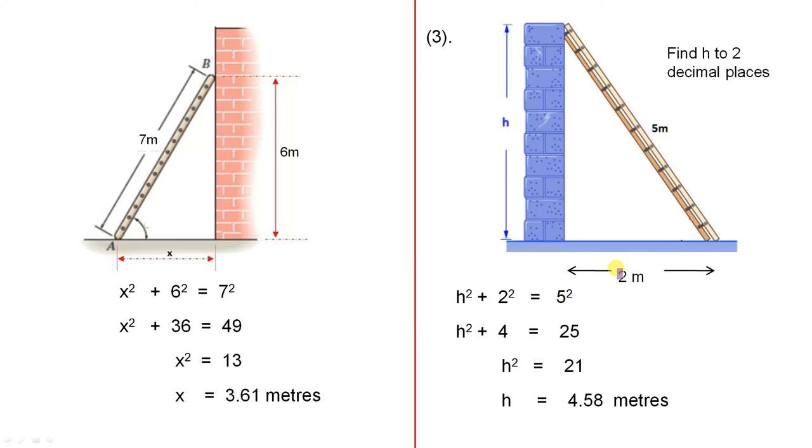So h squared plus 2 squared equals 5 squared, that's here. h squared plus 4 equals 25. h squared equals 21, because you subtract 4 from both sides. So when you become very proficient with all this, you can leave out some of the working. So h will be plus the square root of 21, which is 4.58 metres.